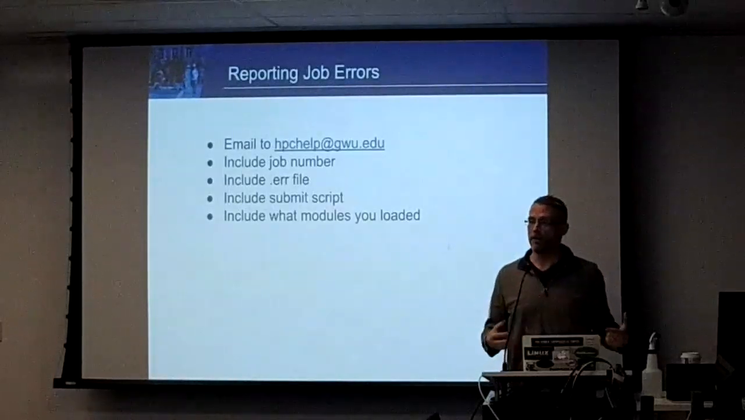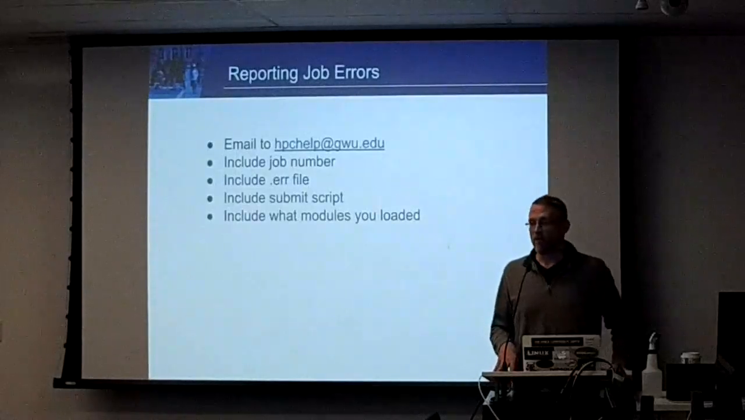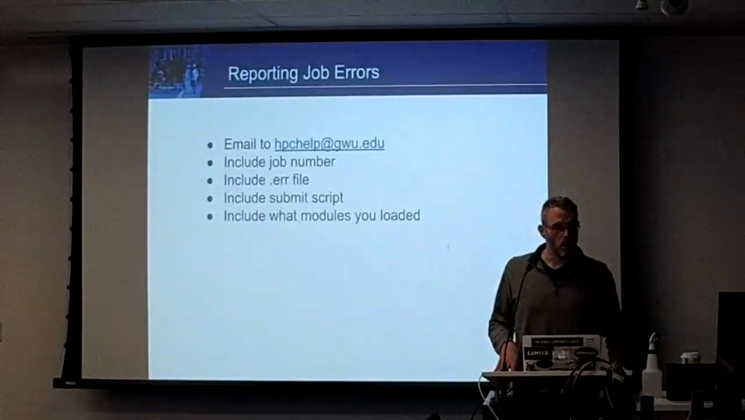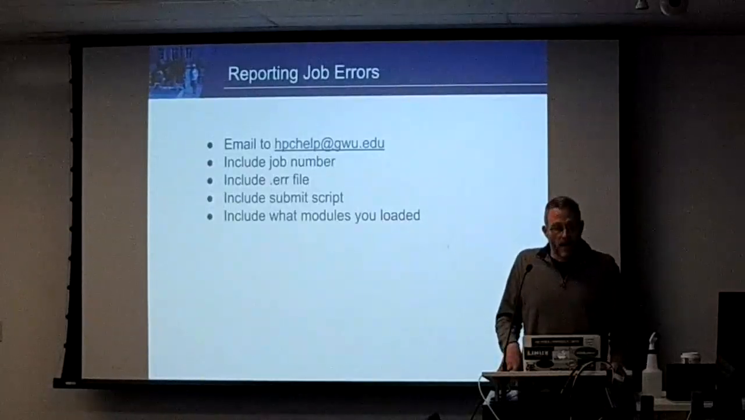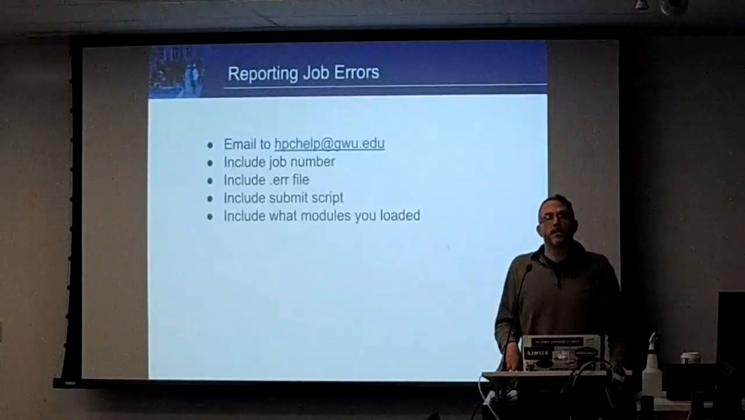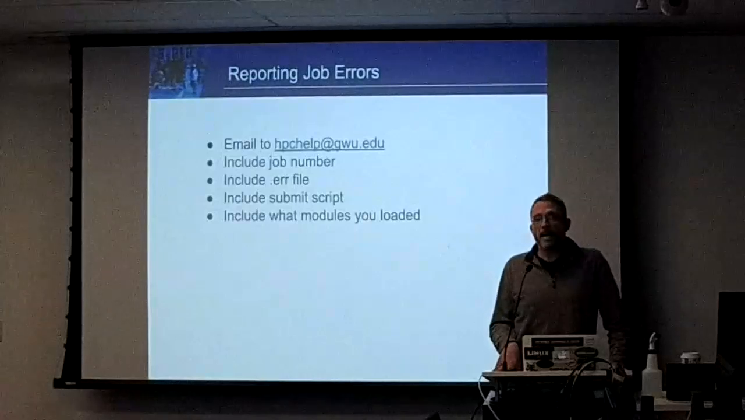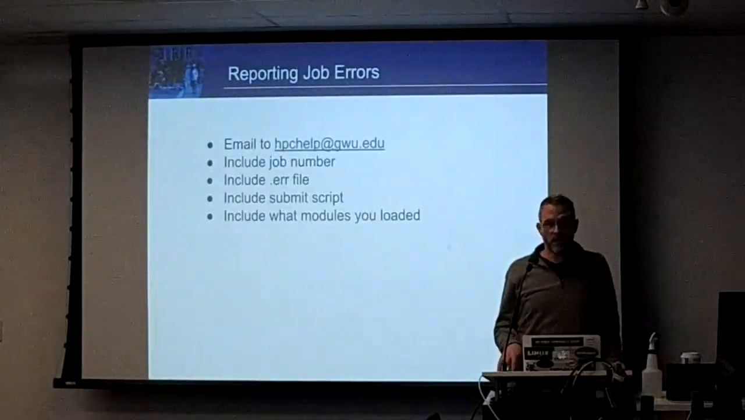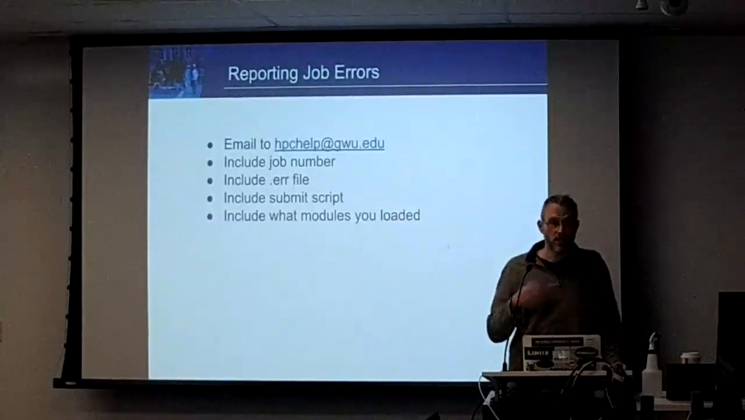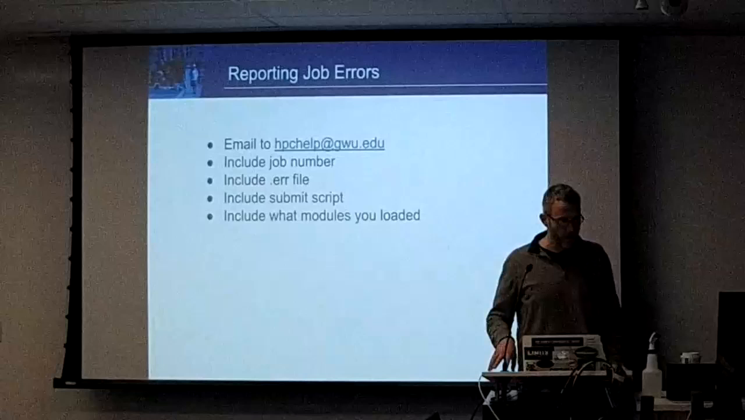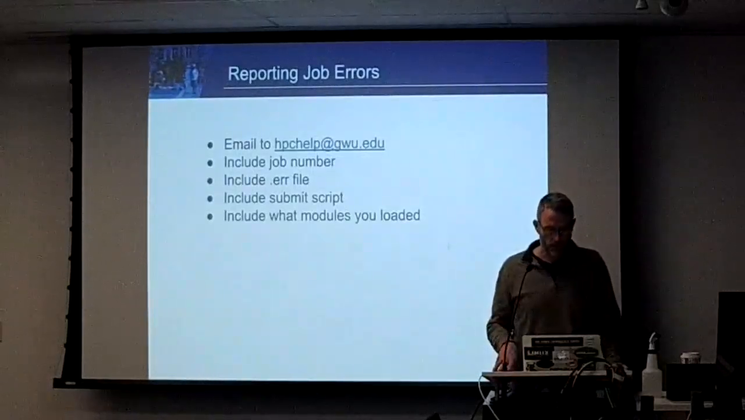That helps us zero in quickly to figure out what, from your job number we can see when the job ran, on what nodes was it running, and so forth. Please include your .err file, and I would even say include your .out file if it's not outrageously long, but at least include your .err file so that we can see the error message that you're seeing, if there is one. Include your submit script, or at least the locations, the path to your submit script, and the path to your .err file if you don't want to attach them to an email.